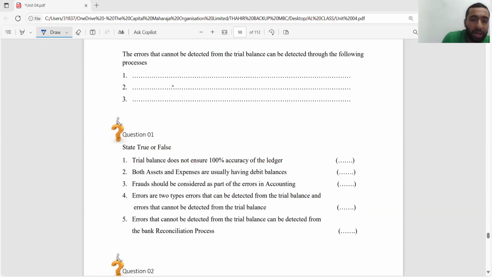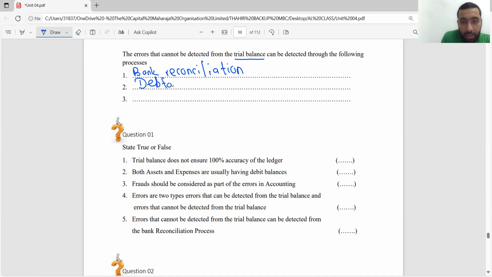Errors that cannot be detected from the trial balance can be detected through the following process. What is that following process? Number 1, it can be bank reconciliation. Through bank reconciliation, we identify the errors. Number 2, it can be debtors reconciliation. And then number 3, it can be what? Creditors reconciliation. Right? Okay.